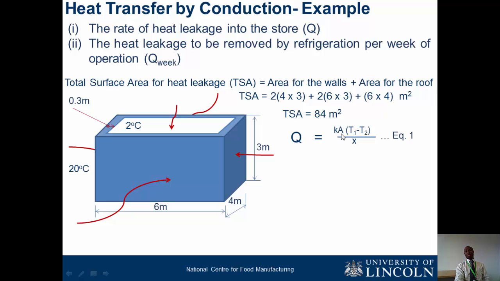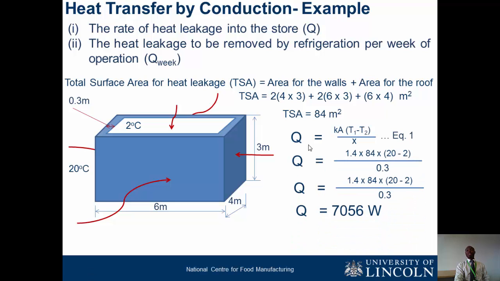So we know that Q equals this from equation 1. You remember that? So substituting all that we've been given and the area that we computed into the equation, we have our Q to be 7056 watts. K is given to us as 1.4. This is the area we just calculated. Change in temperature is 20 minus 2, and the thickness is 0.3. So putting that into your calculator, you have this as the answer for the rate of heat leakage into the store.